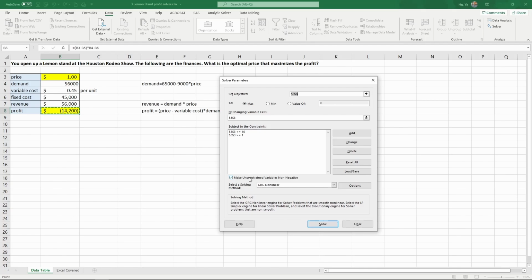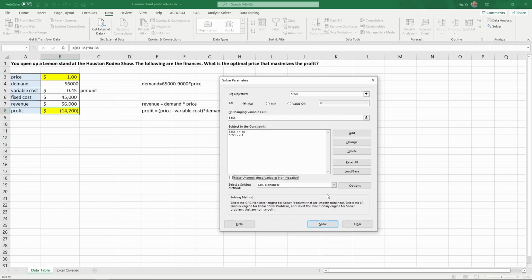And below the constraint box, Excel would make unconstrained variables non-negative. That is, if we didn't add this lower bound of $1, Excel would automatically force price to be non-negative. We can keep this, but we don't really need this here since we already have the lower bound.